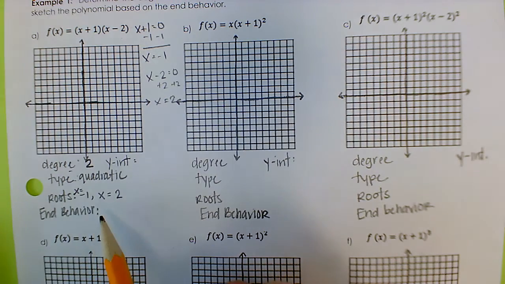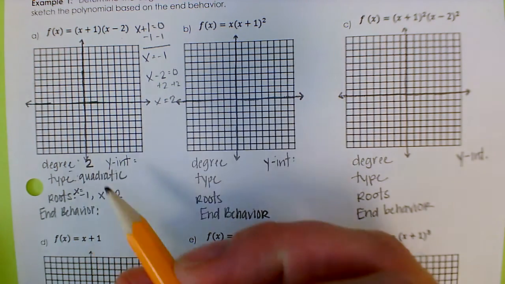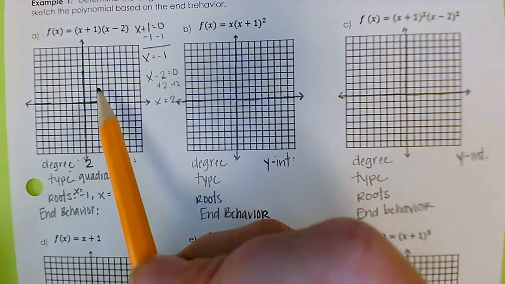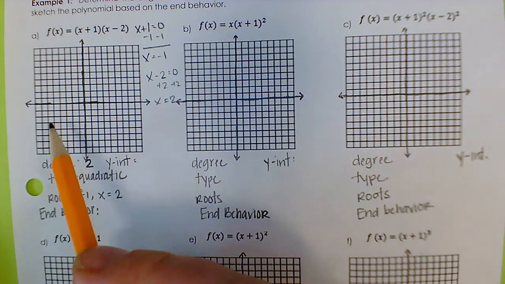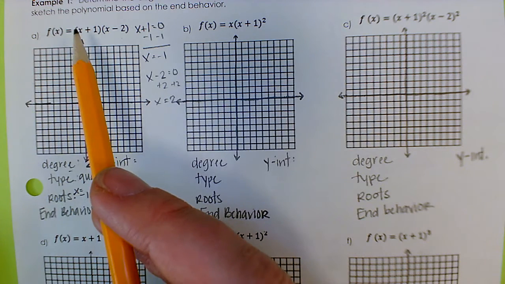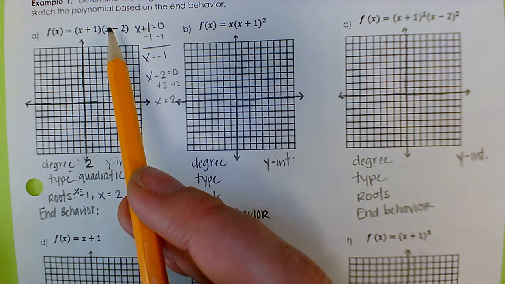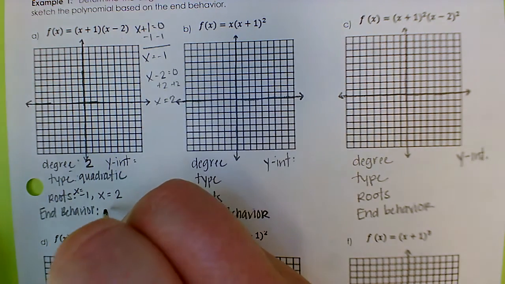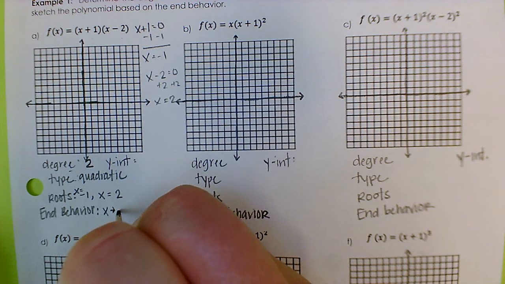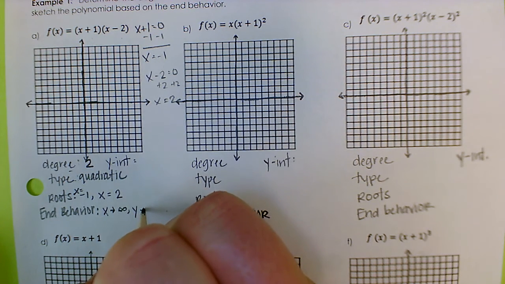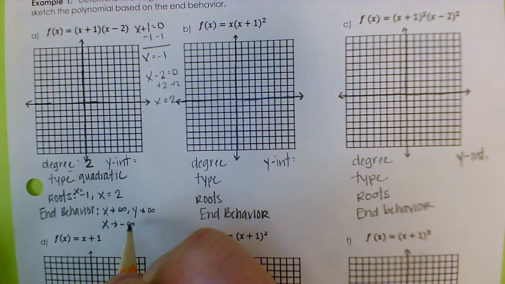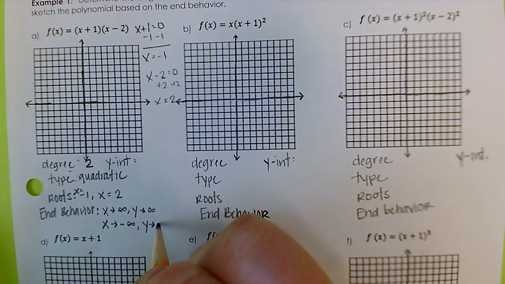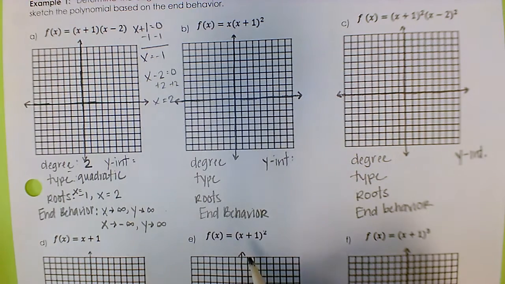End behavior. In our previous notes, day before yesterday, we talked about if it's an even degree and has a positive number out front, which x times x gives you 1x, that'll be positive, then your end behavior is as x approaches infinity, y approaches infinity, and as x approaches negative infinity, y still approaches infinity. Okay, so it's going up and up.